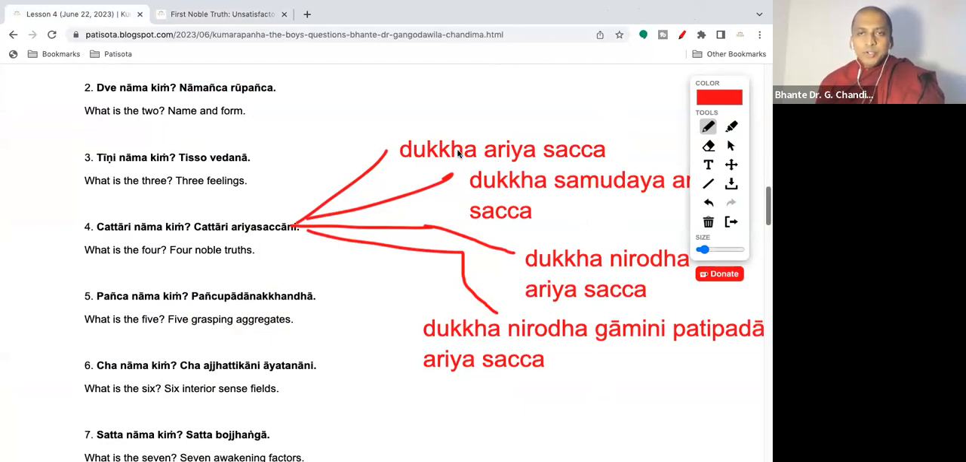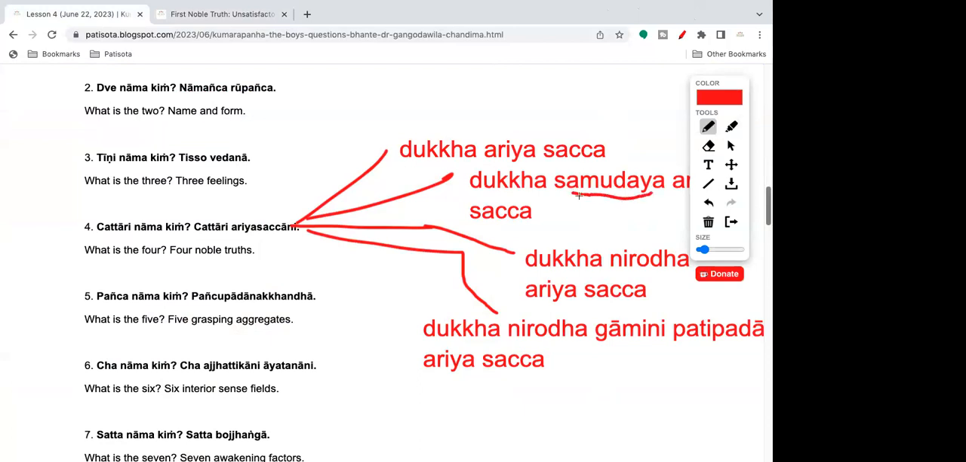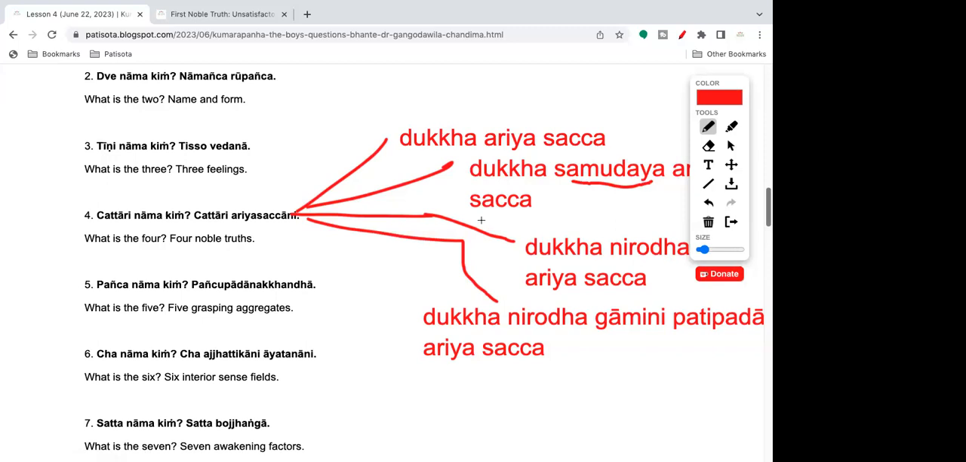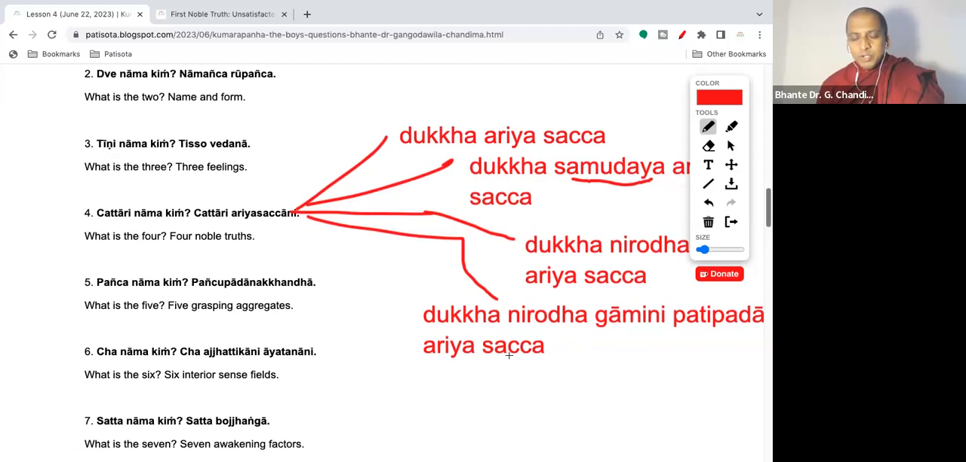So the noble truth on unsatisfactoriness, the noble truth on the cause or origin of unsatisfactoriness, the noble truth of the cessation of unsatisfactoriness, the noble truth that leads to the cessation of the unsatisfactoriness. They are called noble, Arya.